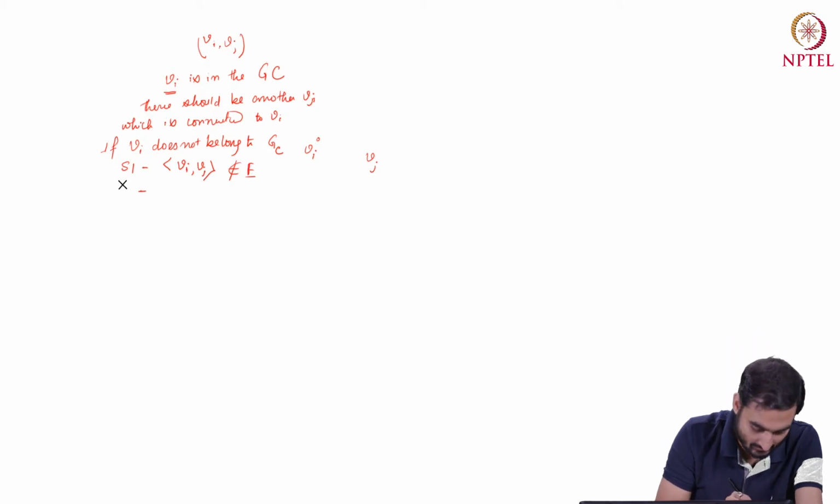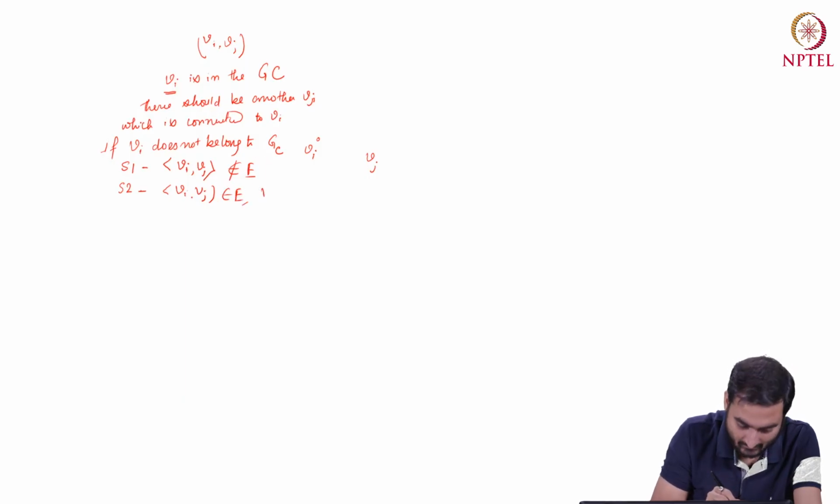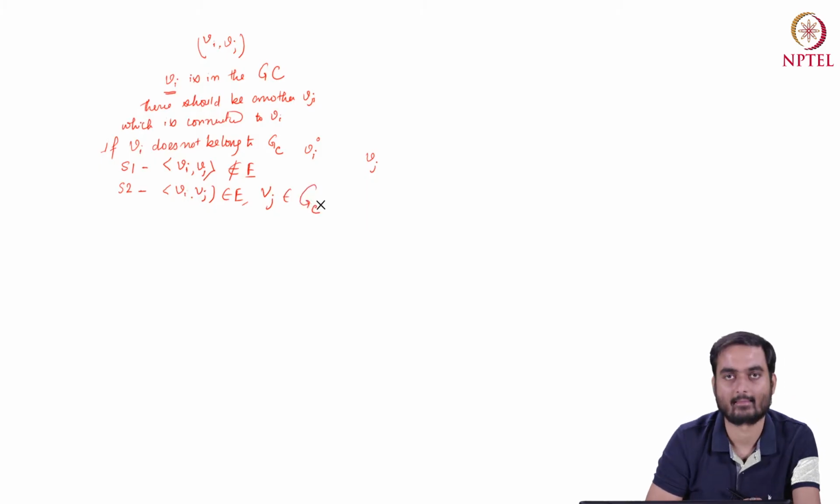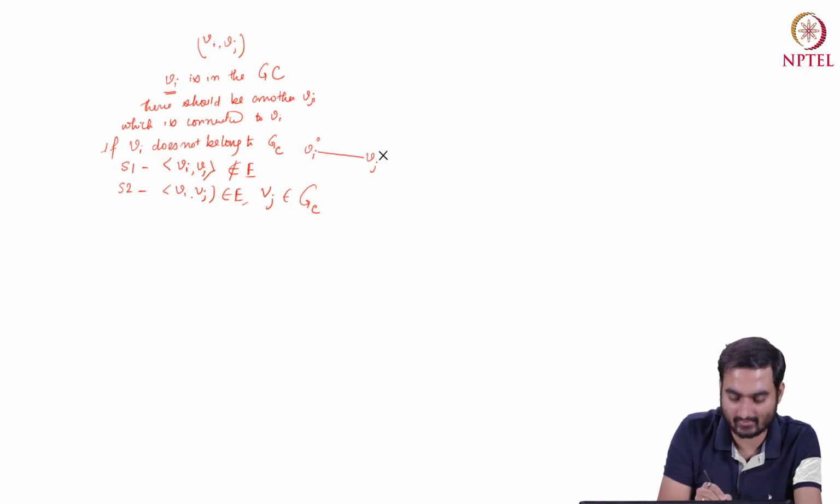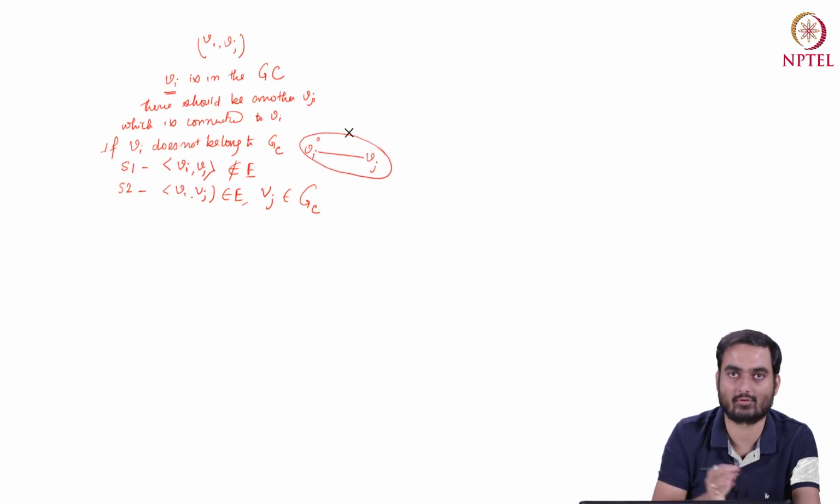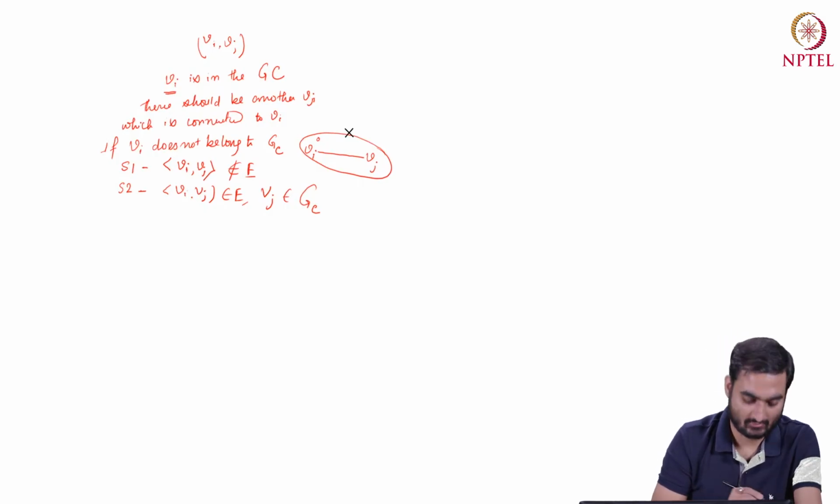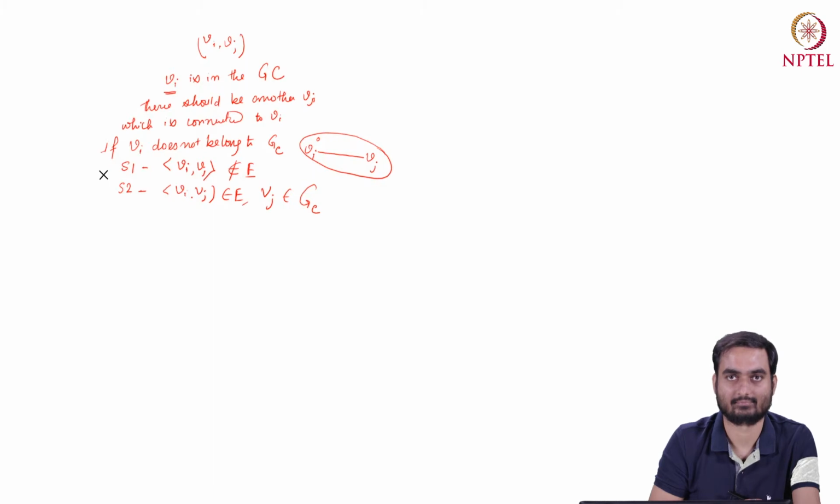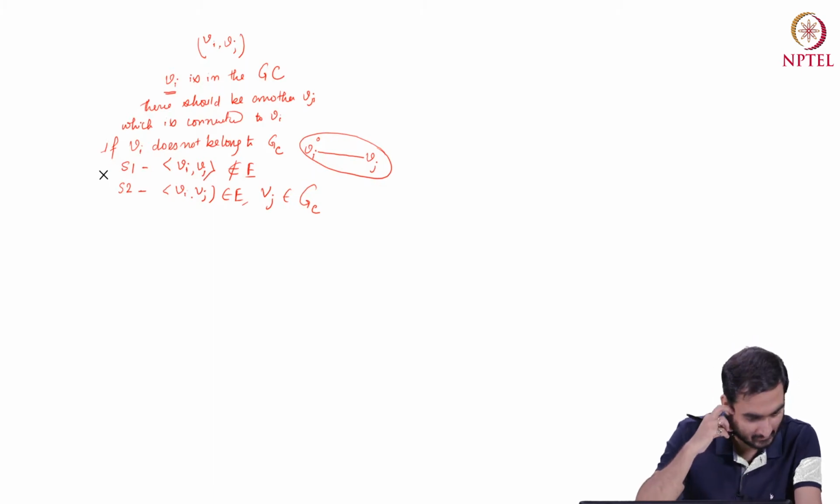So this is scenario 1. Scenario 2 is that the edge ViVj exists, but Vj is not a part of the giant component GC. They may form a different component. So the edge exists, but these two nodes form another component. They are not part of the giant component. Either of these two scenarios can happen.